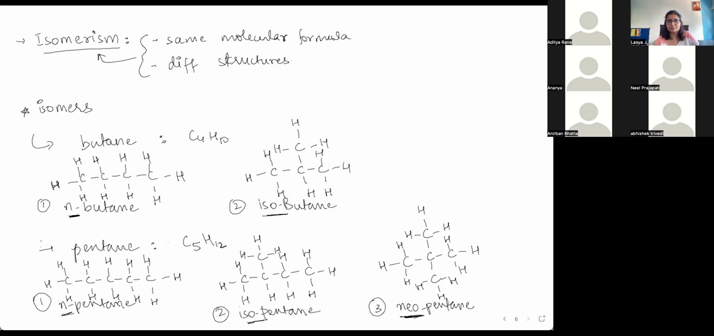So just to make it slightly clear, difference between the structures, N is one straight line. Iso may you have a T kind of a structure. Here also you can see there's a T kind of a structure. And neo is if you have a plus kind of a structure.